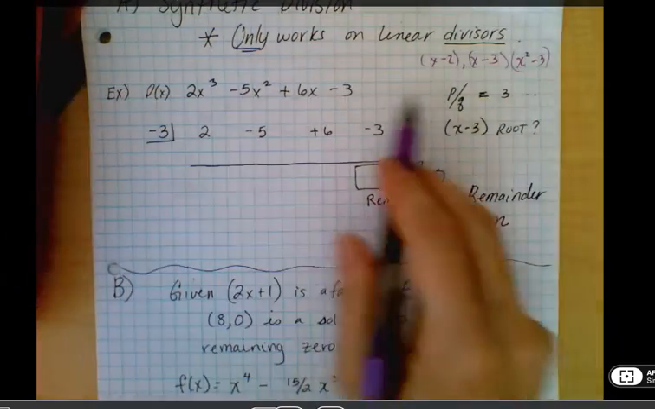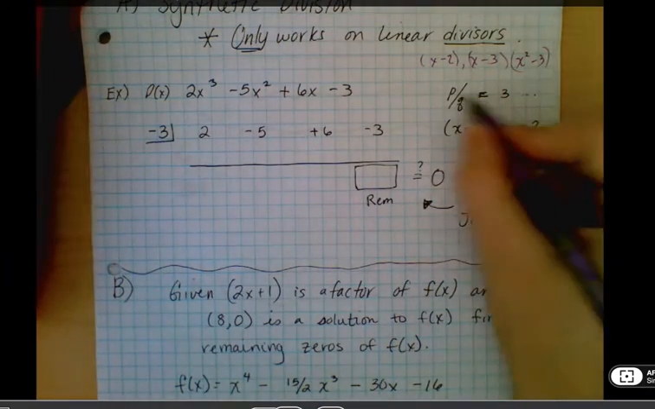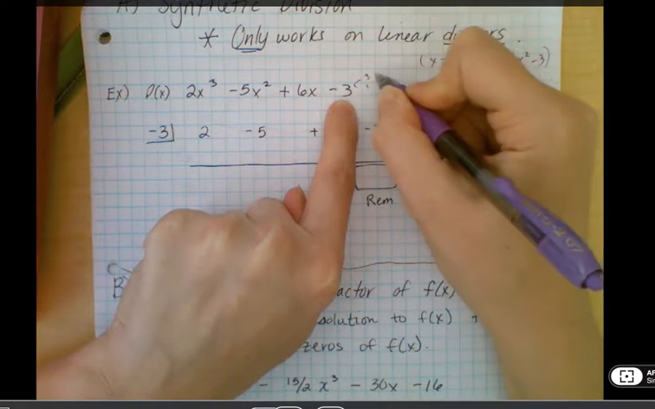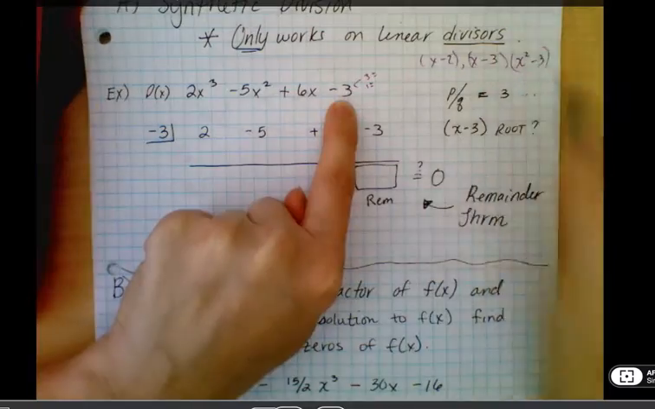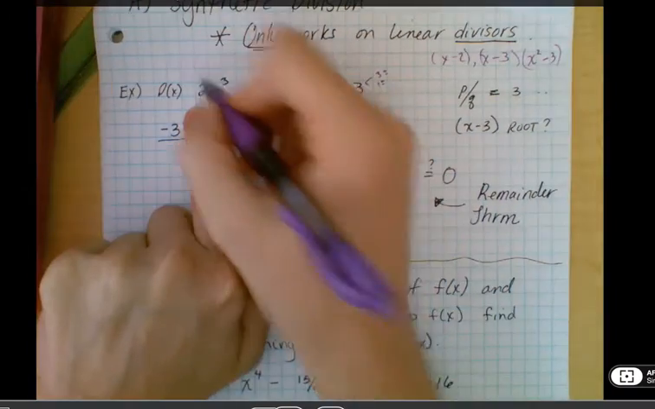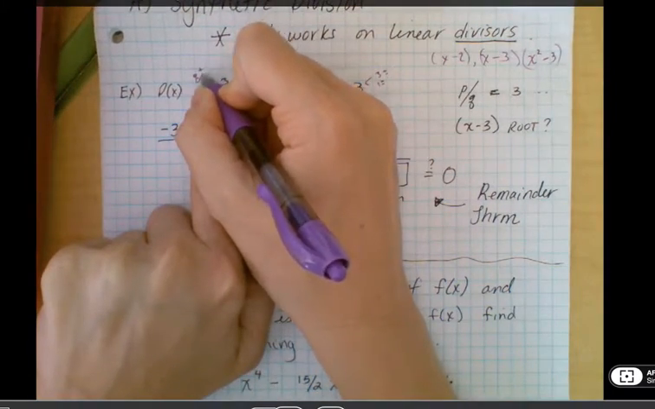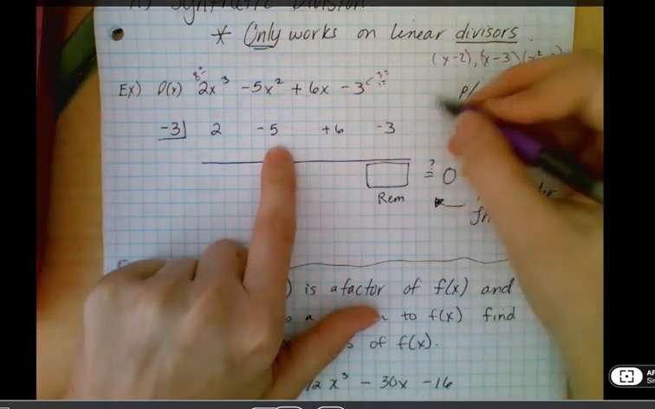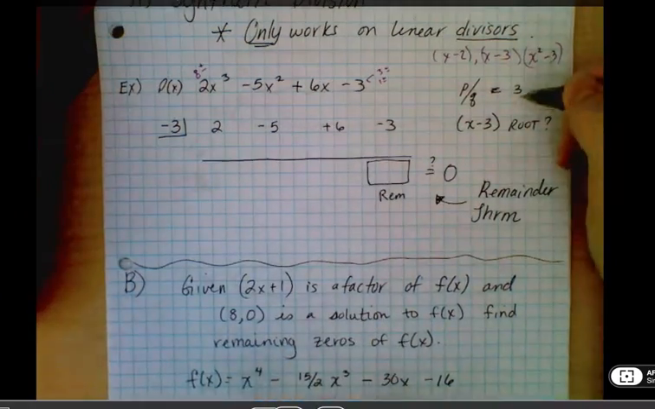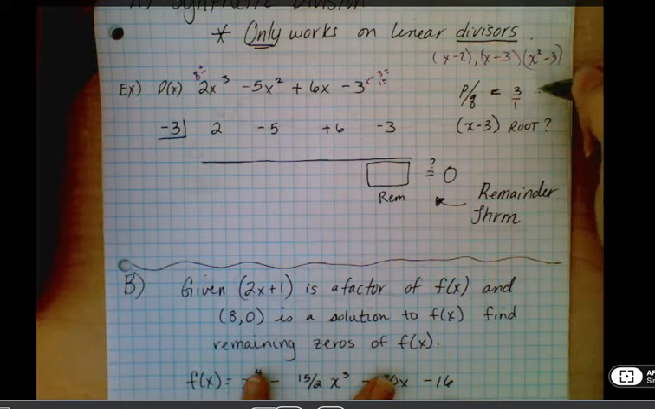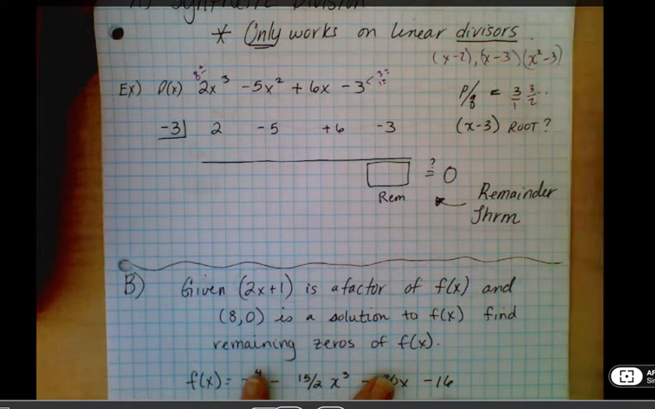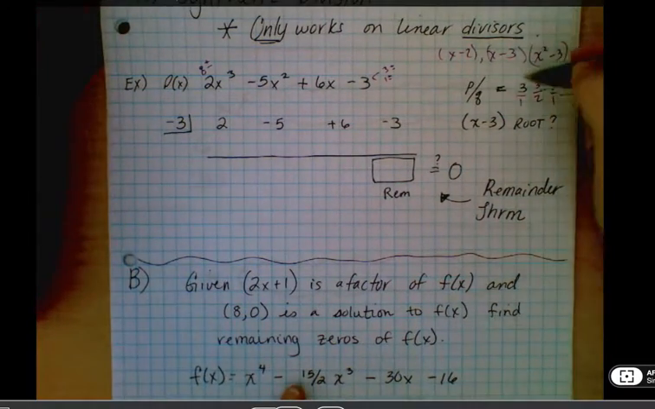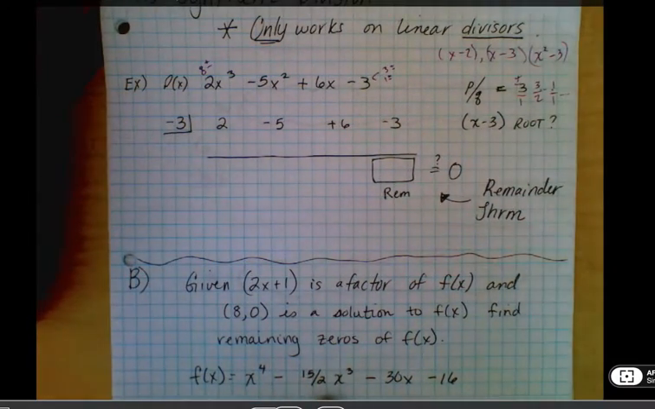So if I remember P over Q, let's see if you do or not. P is all of the factors of this number, and Q is all of the factors of this number, plus or minus. So we could have a whole bunch of combinations of P over Q. So you could have like 3 over 1, or 3 over 2, or 1 over 1, or dot, dot, dot, dot. There's quite a few. And then, of course, you would take the plus or minus of any of those.